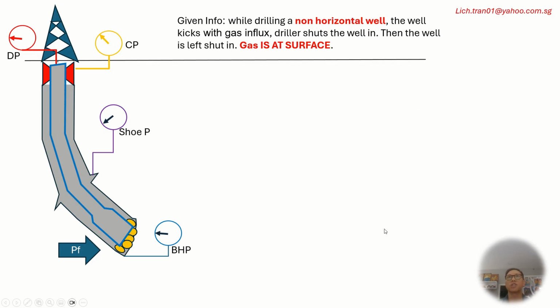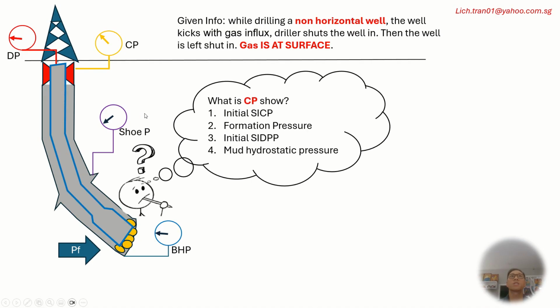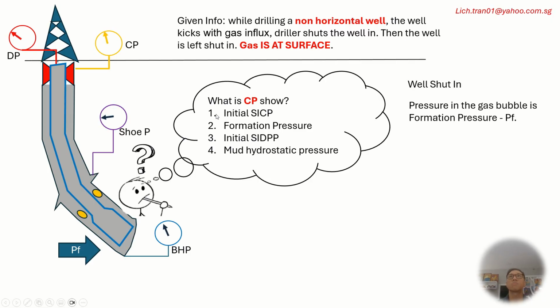Now the next question, more challenging. They ask you, okay, once the gas is at surface, what do you expect to see on the casing pressure gauge? All right, what do you expect it to show here? Casing pressure gauge. Yeah, will it show initial shut-in casing pressure? We know not, because once gas reaches surface, casing pressure will increase. Therefore, initial shut-in casing pressure is not our answer.